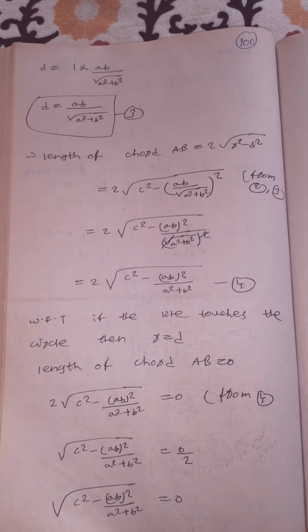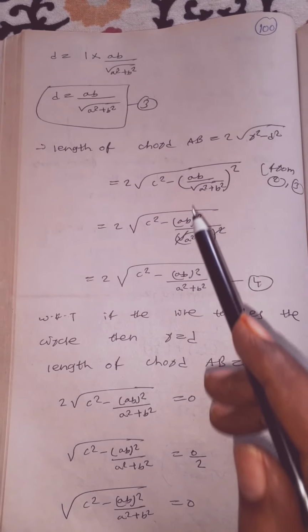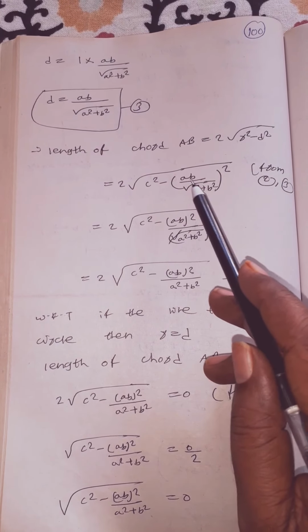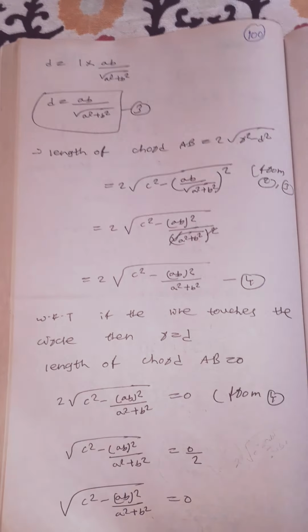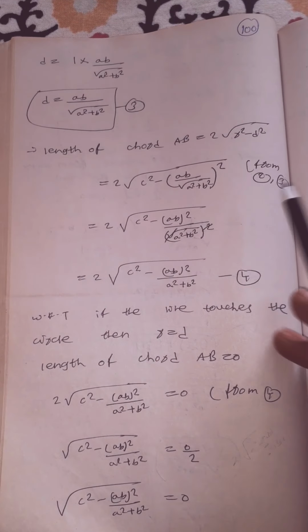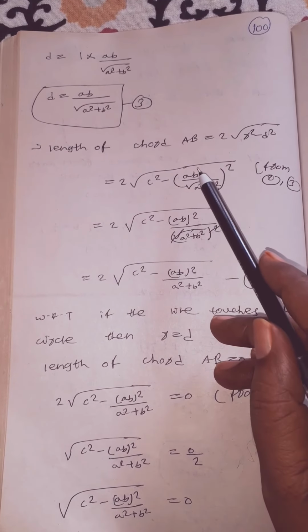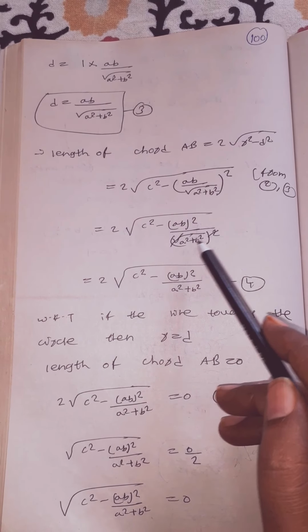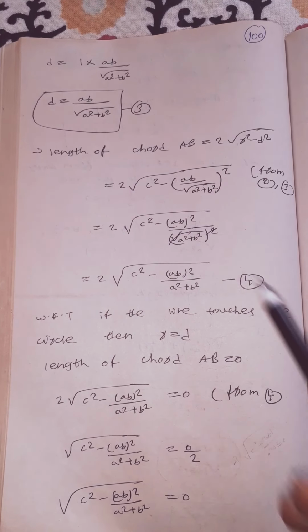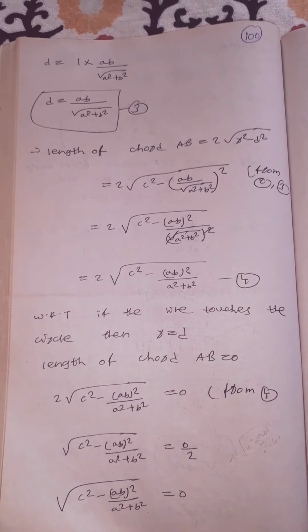So we have to find the length of the chord, children. AB is equal to 2 into under root r square minus d square. So 2 into, the radius is c, means c square minus the d value, which is this one: ab by under root a square plus b square, from 2 and 3. So c square minus ab whole square by root a square plus b square whole square. Square root cancels. So this is the condition we got.